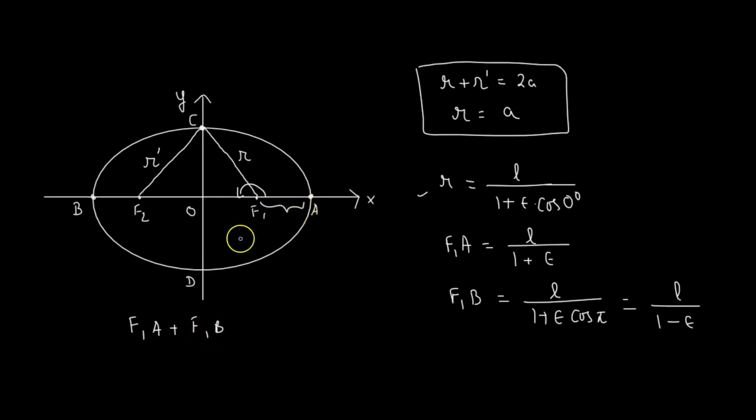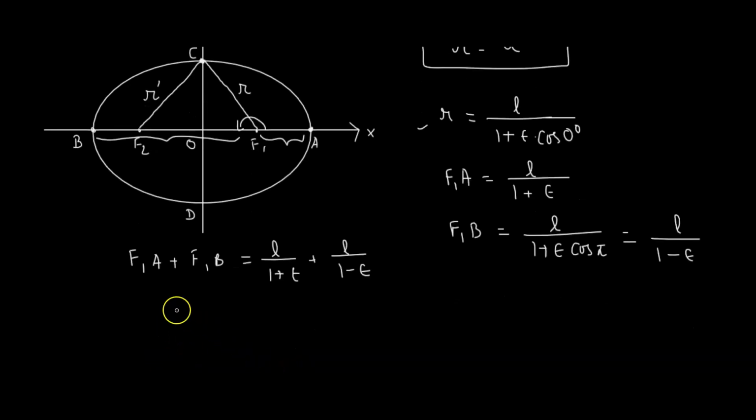So we have this length added to this particular length. So that will be L divided by 1 plus epsilon plus L divided by 1 minus epsilon. Now what is f1a plus f1b? That's the length of the major axis, so this is 2a. So we add these two terms and get 2L divided by 1 minus epsilon squared. So we have a equals L divided by 1 minus epsilon squared.